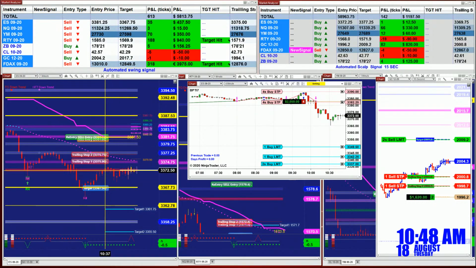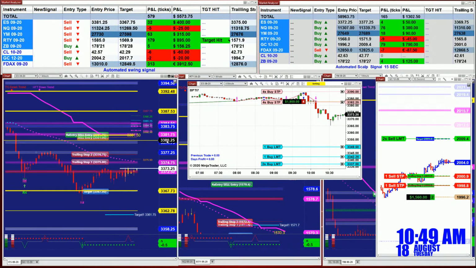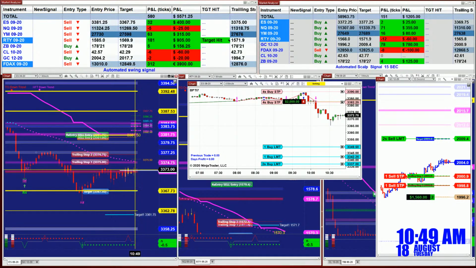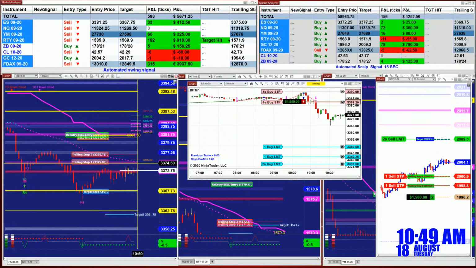Where is this ES? From 1037, still on the resistance line at 33.72. Where this market is going, it's not going anywhere, because even if it breaks this 33.72.50, there is a short trade on 33.74.50.